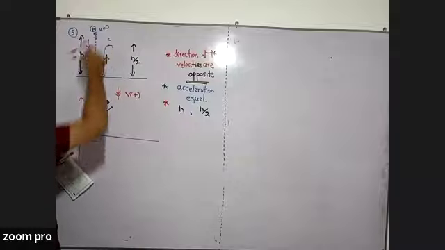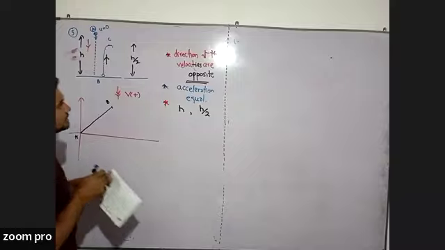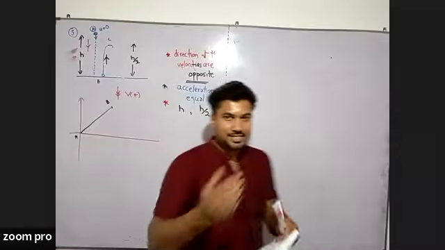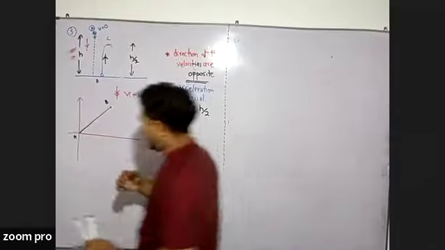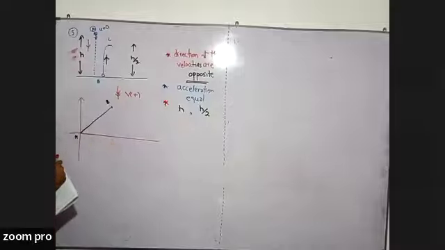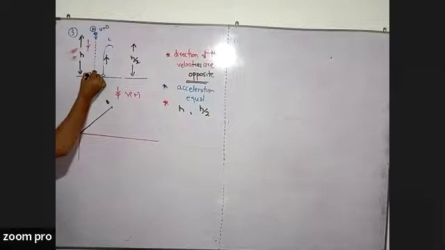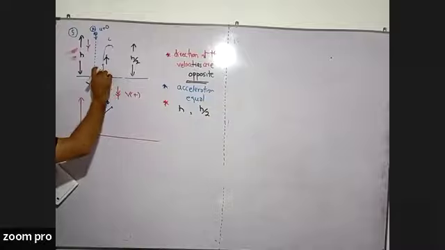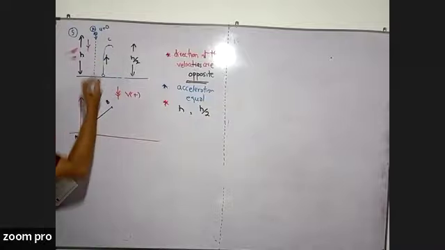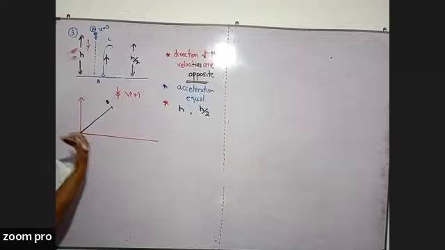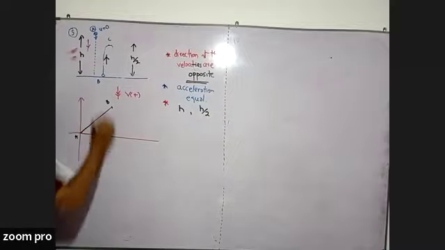So what happens from B to C? The direction of the velocity gets reversed. Just assume that now when you move upward, the velocity gradually reduces, and at point C the velocity should be zero.